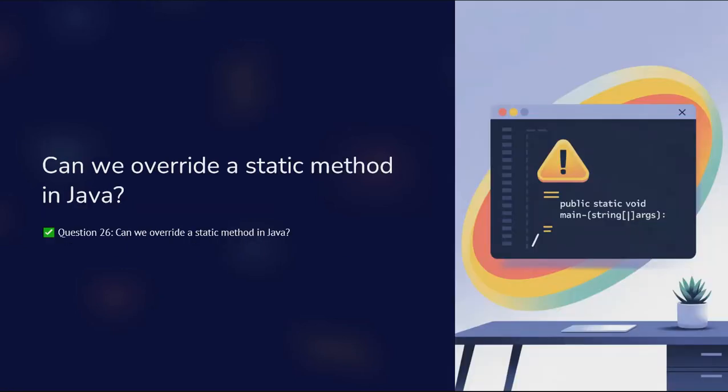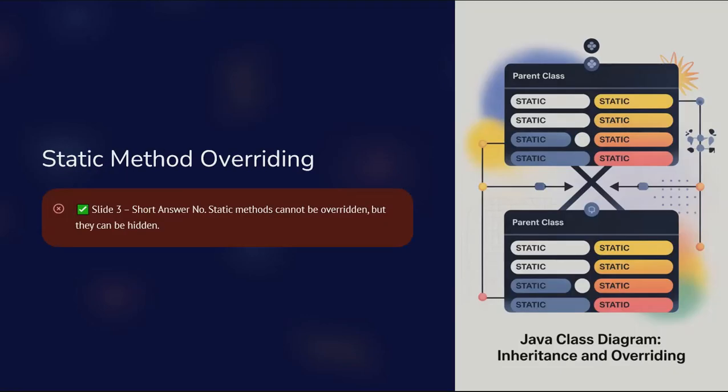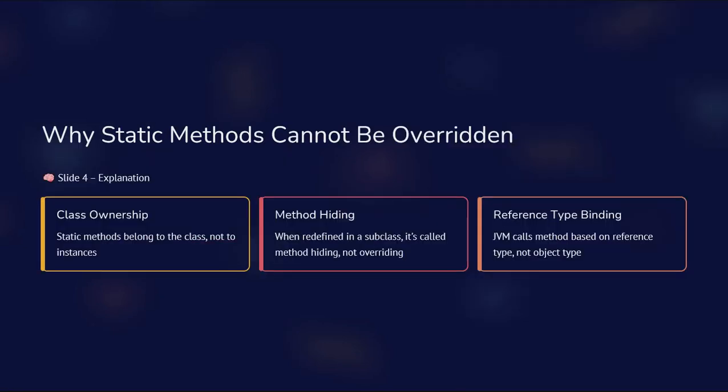So the next question is, can we override a static method in Java? Is it possible? So short answer, no. Static methods cannot be overridden, but they can be hidden. So for the class ownership, static methods belong to the class, not to instances. For method hiding purpose, when redefined in a subclass, it is called method hiding, not overriding. And for reference type binding, JVM calls method based on reference type, not object type.